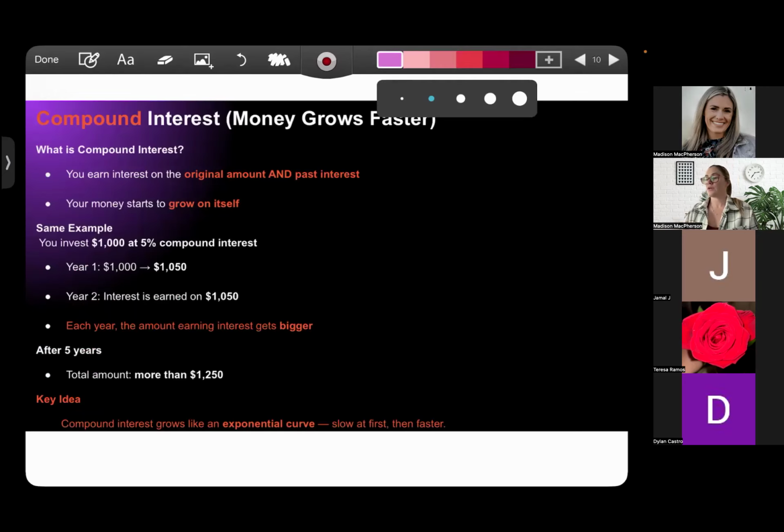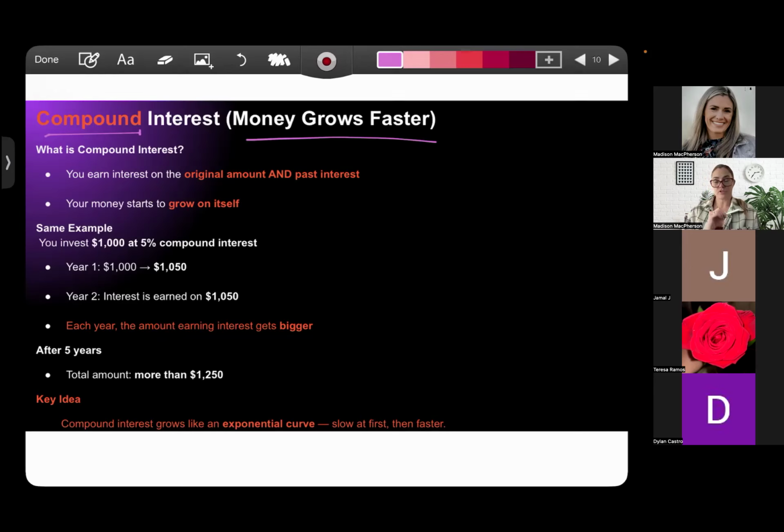Okay, moving on, we're looking at compound interest. This is the next type of interest we are looking at. In this case, money is going to grow a little bit faster. Remember I said that with simple interest, it was linear, so it was growing at a constant rate. With compound growth, it is exponential. So it's going to start out slow and then it's going to shoot up really fast at some point.